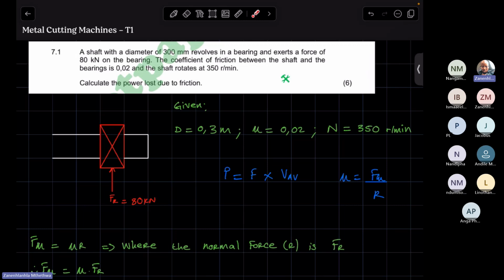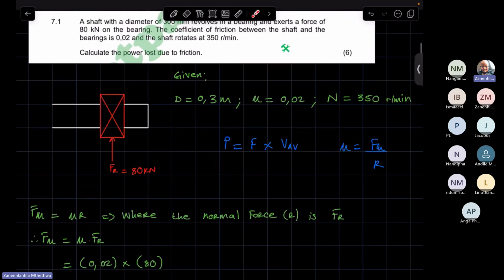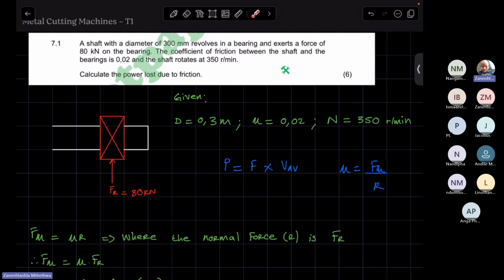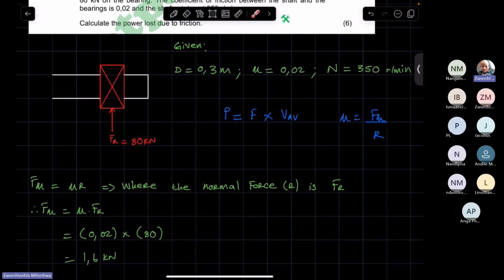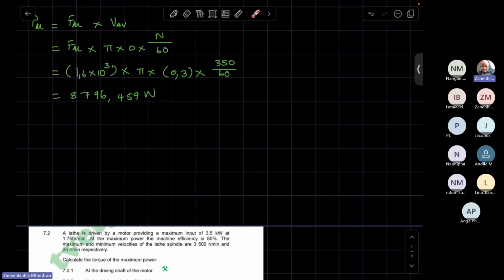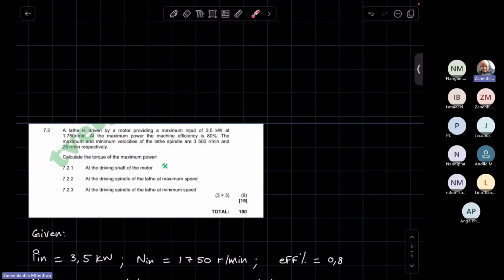So how you approach a problem is based essentially on the kind of machine you are looking at. Now for bearings, if you're looking at metal cutting machines and the problem is based on a shaft rotating within a bearing, this will always be the approach. The normal force, if you have to calculate the frictional force, you take as being the radial force, because as I said, both forces are normal. Hence, you can use one in replacement of the other. So here, you approach the problems based on the machine you are looking at.